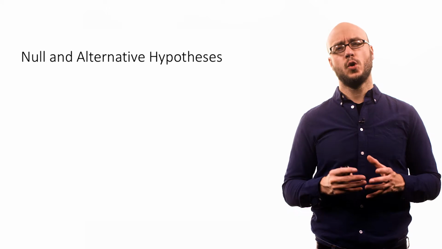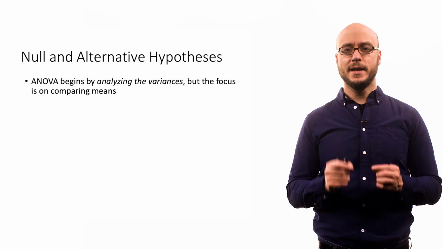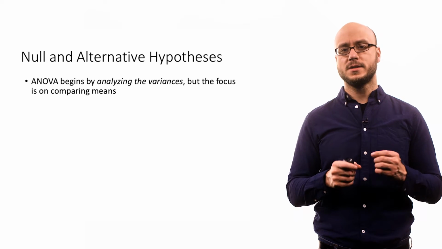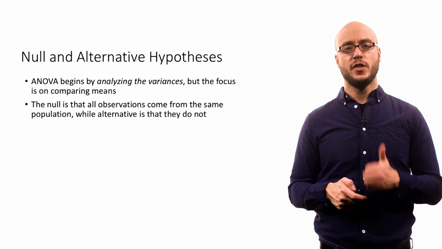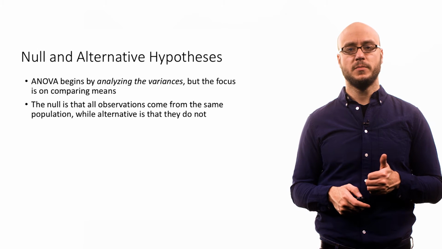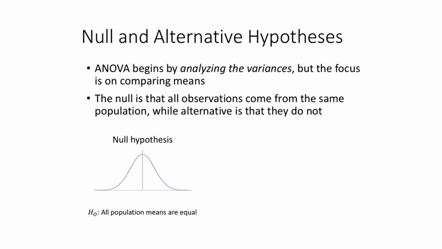Now let's talk about the null and alternative hypotheses for one-way ANOVA. ANOVA begins by analyzing the variances or the variability, but the focus is on comparing the means. The null for one-way ANOVA is that all observations come from the same population, while the alternative is not. So we can visualize this. The null is that they're all from the same population. All these different means are equal in the population.